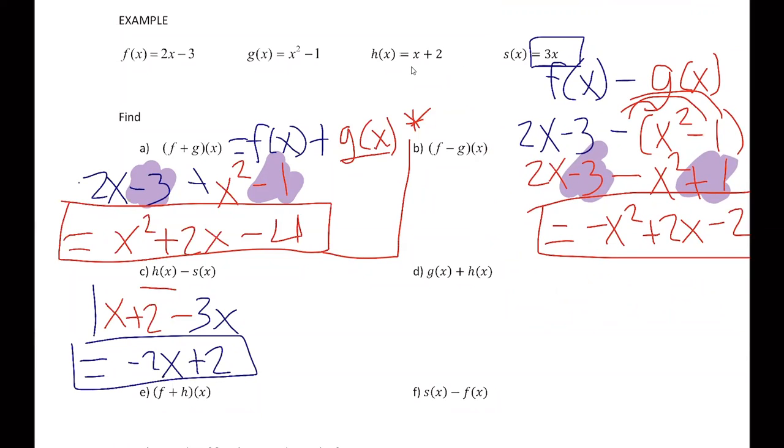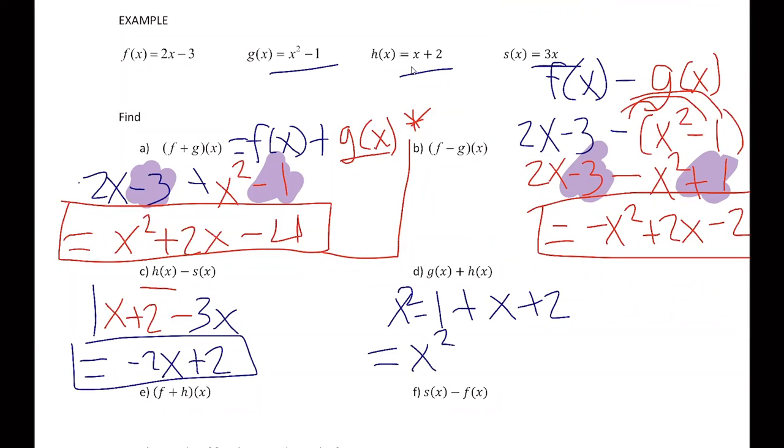So g of x plus h of x, that would just be x squared minus 1, that's g of x, plus h of x is x plus 2. So we're adding these two together. If we do that, the x squared just comes down. There's no other x squareds to combine with. The x would just come down because there's no x's to combine it with, but our constants, we can do minus 1 plus 2 would be plus 1.